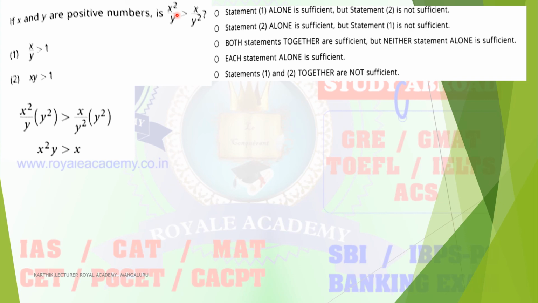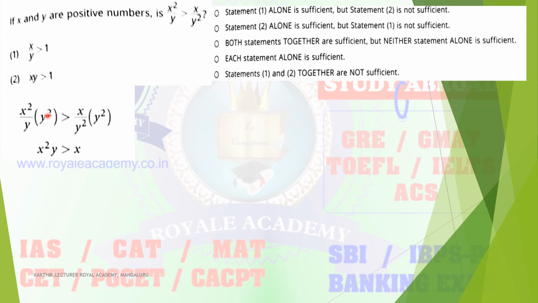In the question, what they have given is x square divided by y is greater than x divided by y square. First you convert this equation into the form of the first statement, and then the same equation you convert into the form of the second statement. While converting you come to know which statement form it is converting into, and then you can easily tell that it follows yes or no.